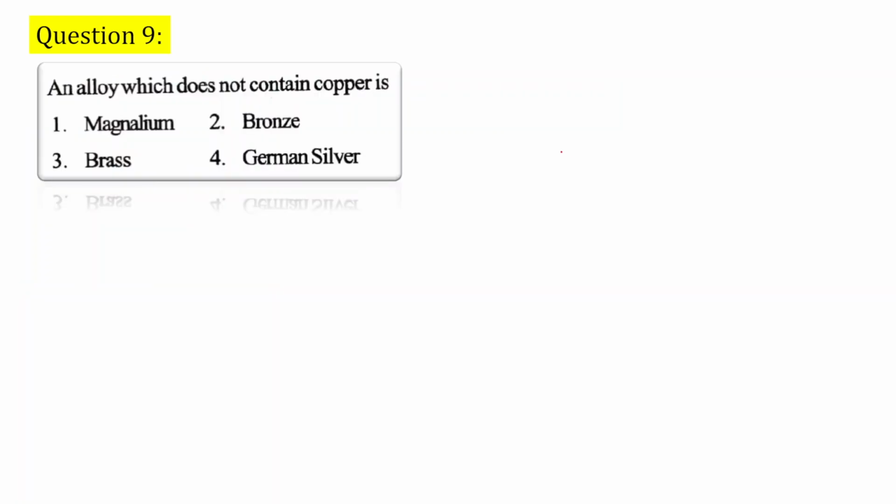An alloy which does not contain copper. We must know various alloys and their compositions to answer this. There may be slight tips and tricks that you can remember in this question as well. They have given the very first option as magnalium. The word itself says Mag for magnesium, Al stands for aluminium. So this is an alloy of magnesium and aluminium. The magnesium content will be around 5%, and the aluminium content around 95%.